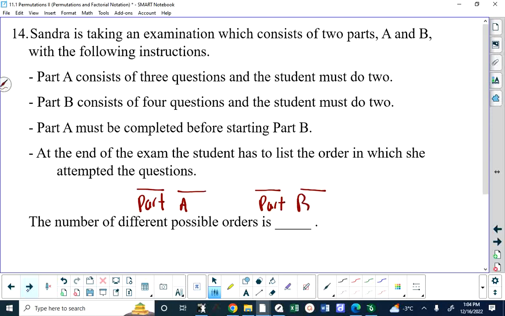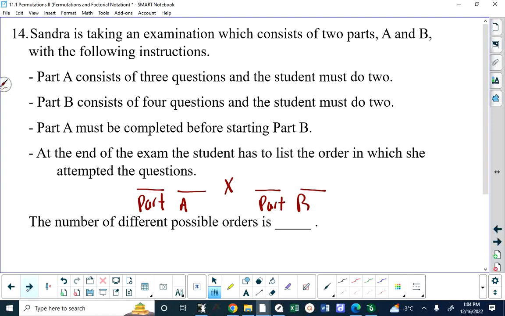And part A must be completed before part B. If that restriction wasn't there, well, it would become more complicated or easier depending on how you look at it. But basically, she has to do part A and part B in this order.